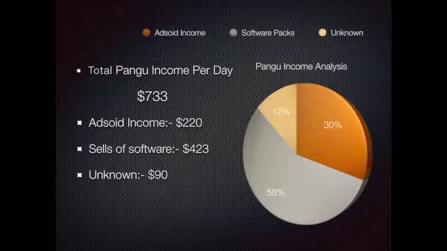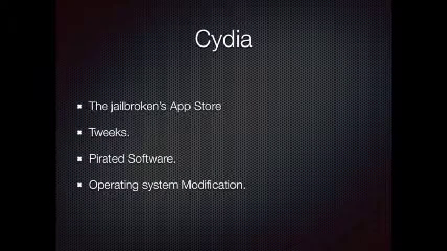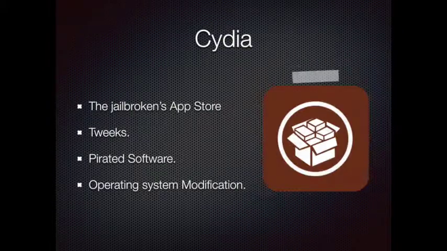Like, according to the analysis, Pangu creates a daily income of $733, in which $220 is from Android, $423 came from the sales of jailbreaking software, and the rest $90 is unknown. Cydia is regarded as the jailbroken's app store. It allows us to install tweaks, pirated software, and also it modifies the operating system.